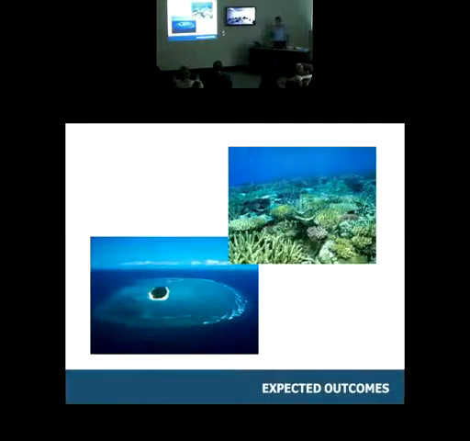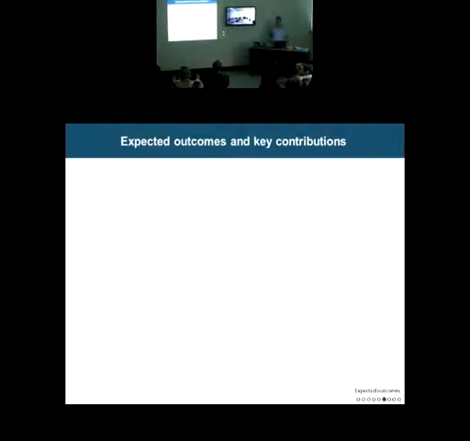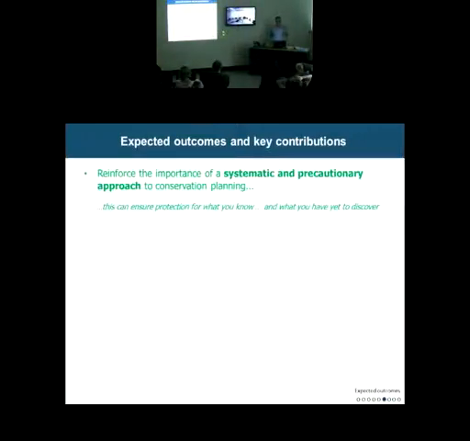In terms of expected outcomes, I'm hoping that I can make some key contributions. Things like reinforcing, as I said before, the importance of the systematic and precautionary approach to conservation planning. This can ensure protection of things that we do know now, and even the things we haven't even discovered, as I demonstrated. I really want to reinforce the need for adaptive management. These plans and approaches have to be done and then come back and do it again. Many countries do a plan and then put it on the shelf and think they've done their planning. We need to have an adaptive management approach.